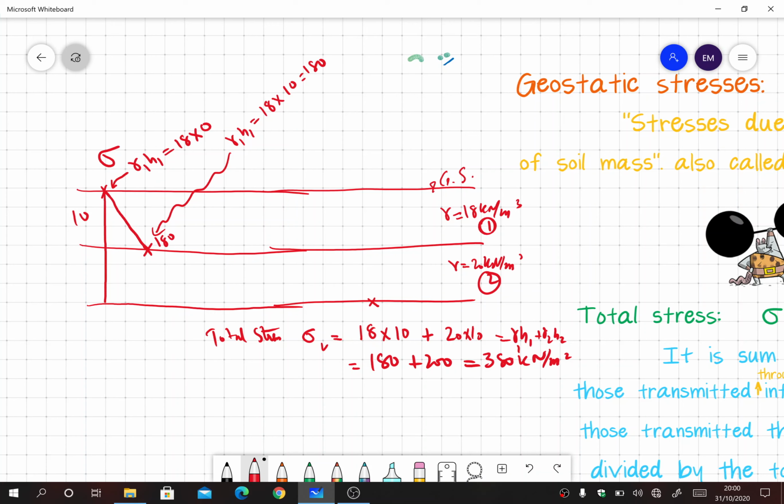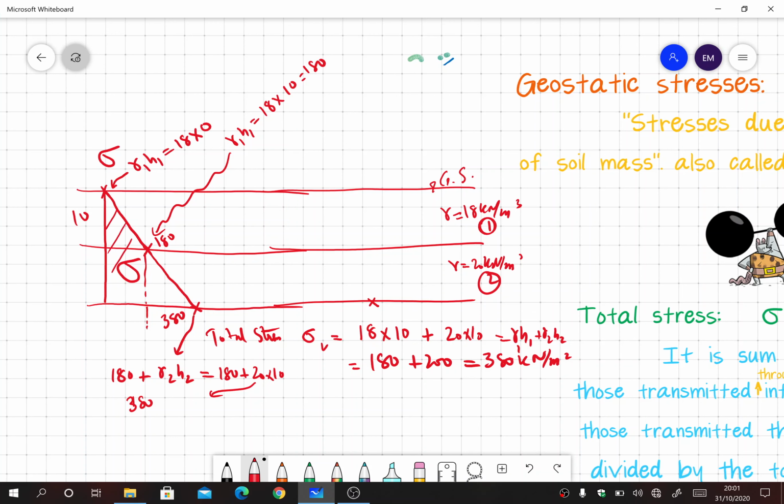And then I want to calculate the total stress at the bottom of the second layer. I know that the total stress at the bottom of the second layer is 180, we have already reached here, so that means 180 plus gamma 2 into h2, and that was 20 into 10, so that gives me a total of 380. So my value at the bottom of the second layer is 380. This figure here is called the total stress distribution.